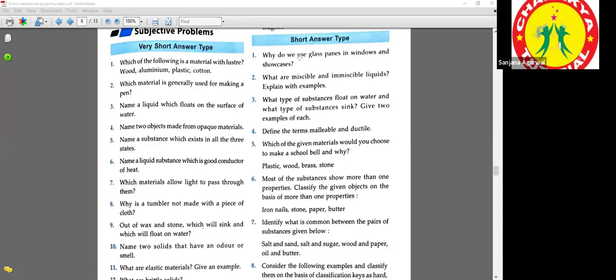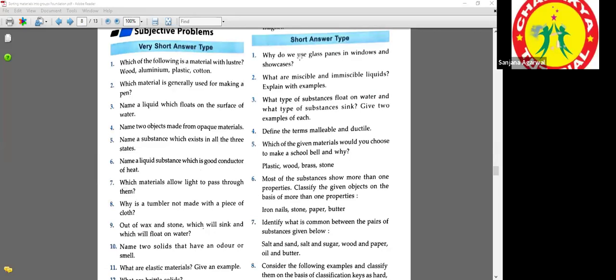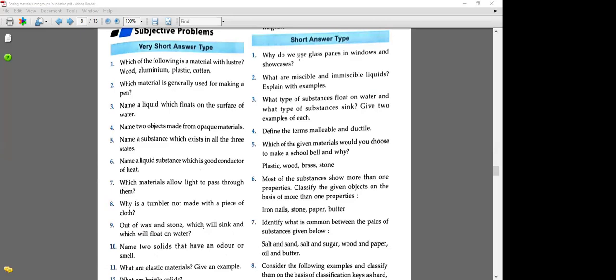Harshit, first, why do we use glass panes in window and showcase? We use glass panes in window and showcase because it is transparent and it allows all the light to pass through it and see the objects in it. Okay.